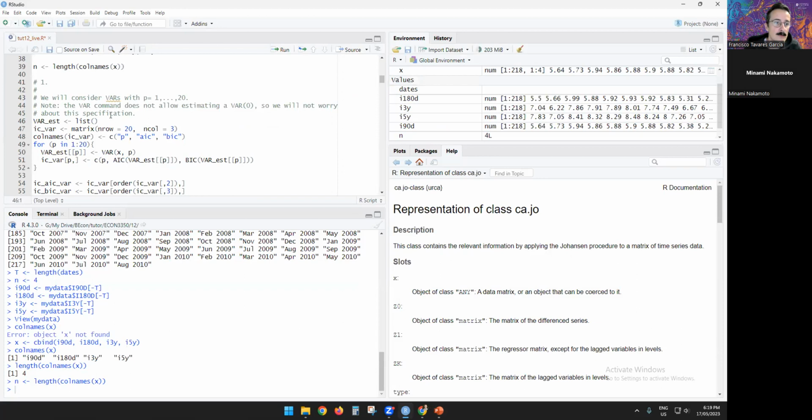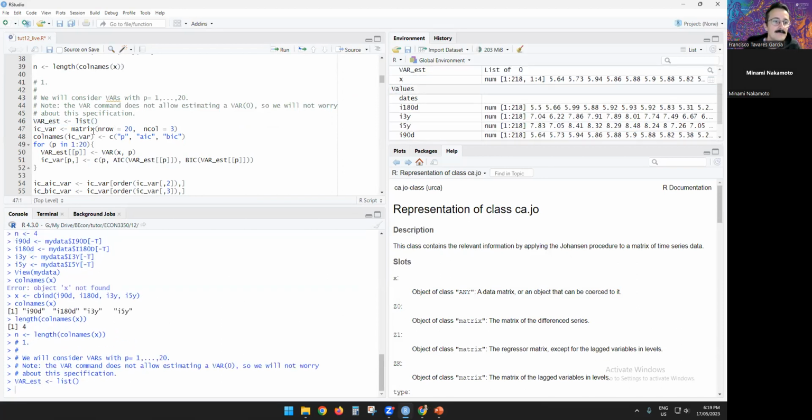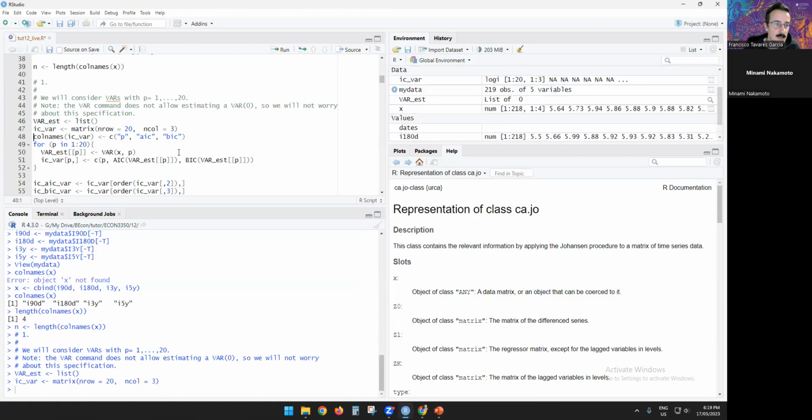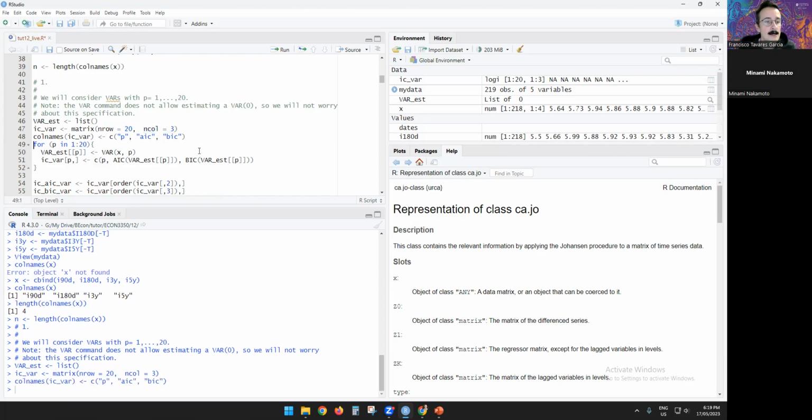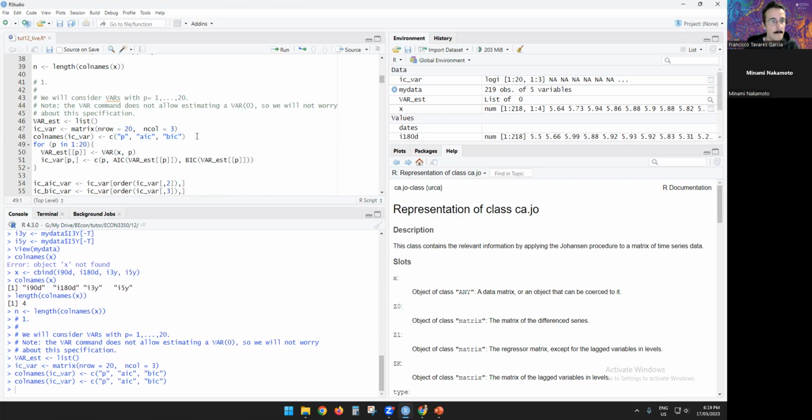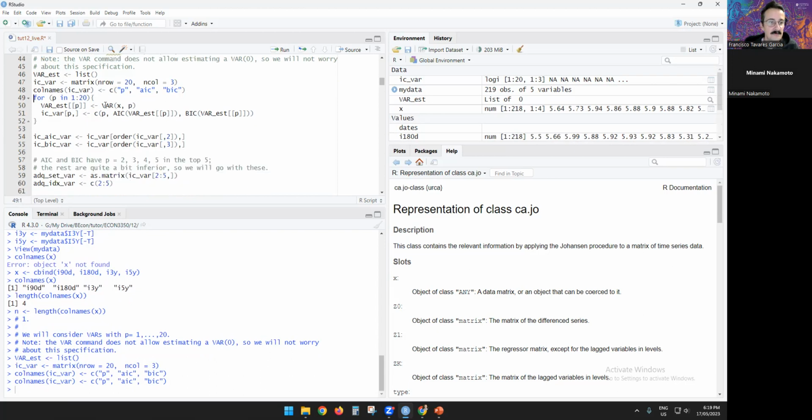So first we create a list of VARs. Then we will create an information criteria matrix, IC matrix. For our VAR, it will have 20 rows and just 3 columns. These columns will have 1 for the amount of lags from 1 to 20, then the AIC score and the BIC score, right? Finally, we will run it.